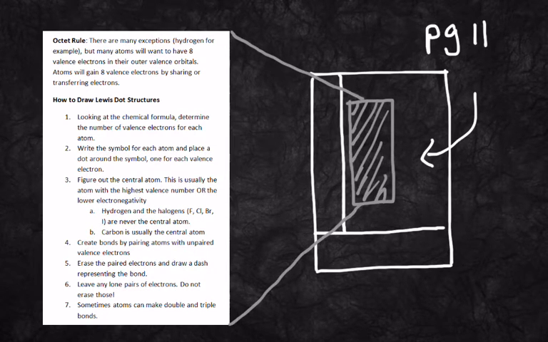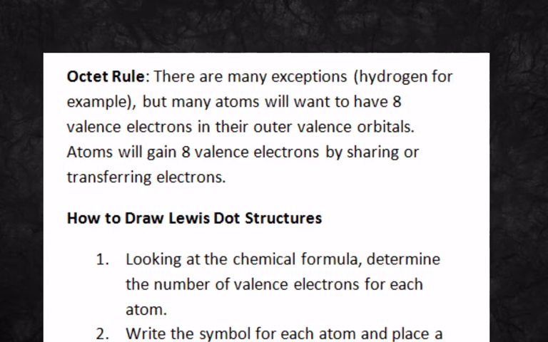All right, so let's get started here. Let's get this thing a little closer. Let's talk about the octet rule. First of all, the prefix oct refers to the number 8, like octagons have 8 sides to them. There are a lot of exceptions, especially hydrogen. Hydrogen doesn't care about 8 electrons.